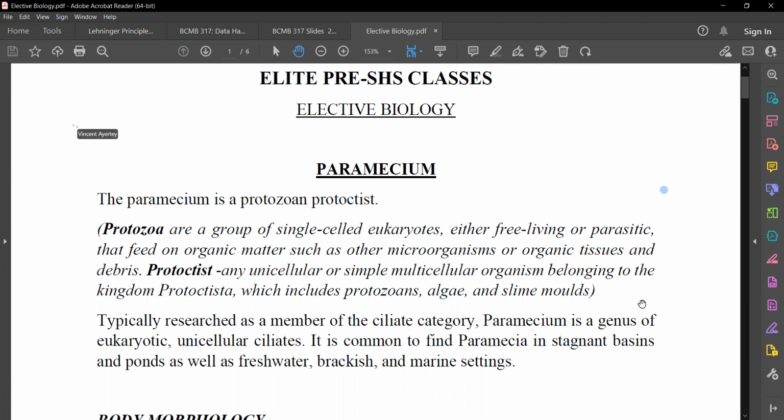Now, we said protoctists, right? Protoctists are any unicellular or simple multicellular organisms belonging to the kingdom Protoctista. So further down the course, you'll be doing classification or taxonomy, and you get to meet all the kingdoms that we have. You'll be grouping animals and studying animals according to kingdom, phylum, class, order, division, genus, species, etc. And then we are saying that the Paramecia is found under the kingdom Protoctista. Please, is that good?